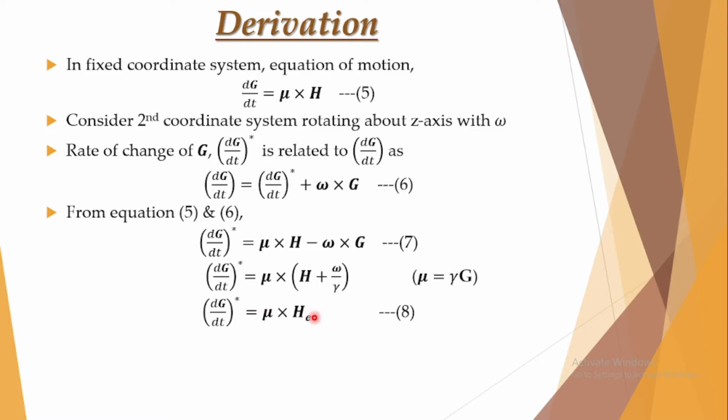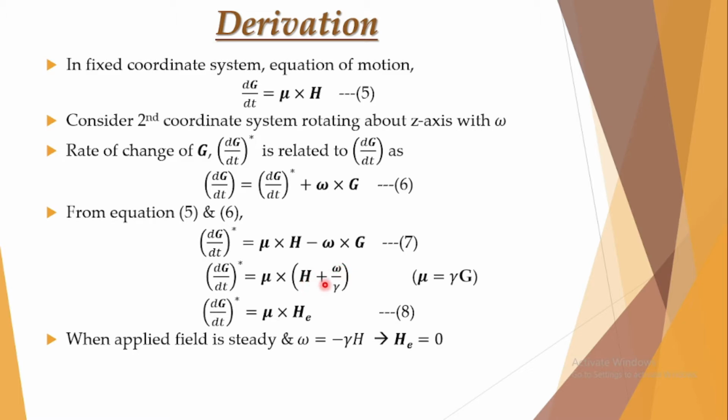So He is the effective field, which is equal to H plus omega by gamma. Let us call it equation number 8. And here, when the only applied field is steady, that is H along the z direction, and when omega is equal to minus gamma H, we can say that He will be equal to 0.